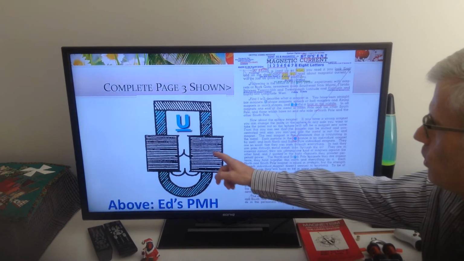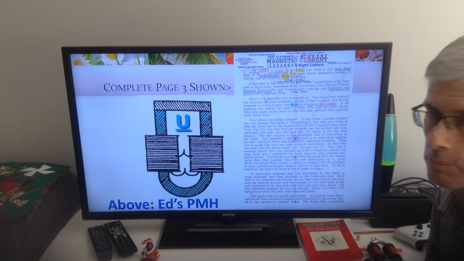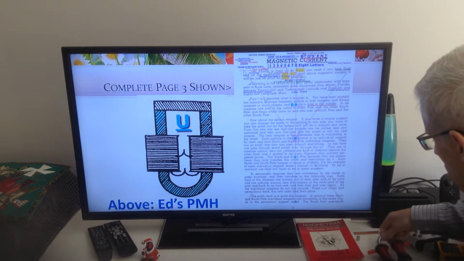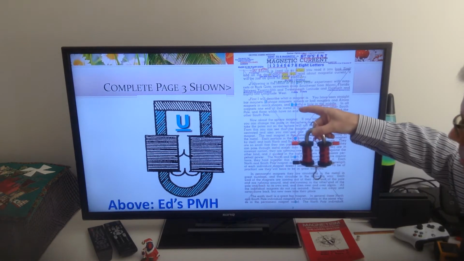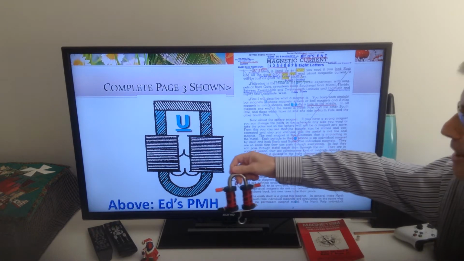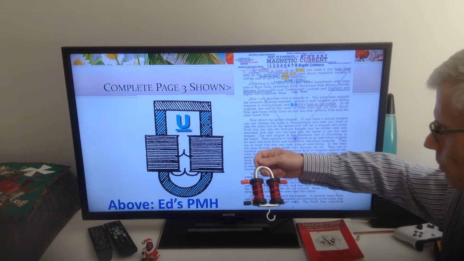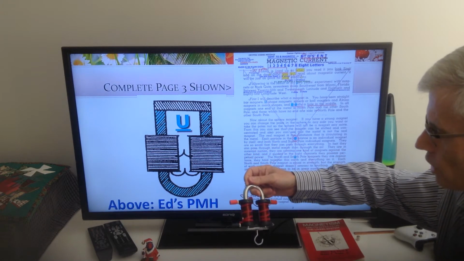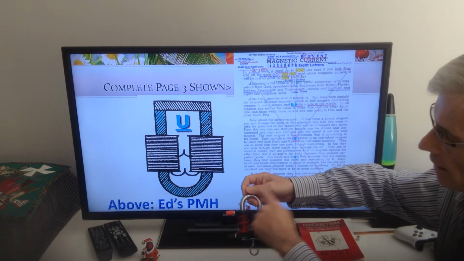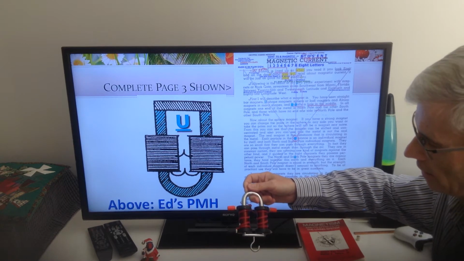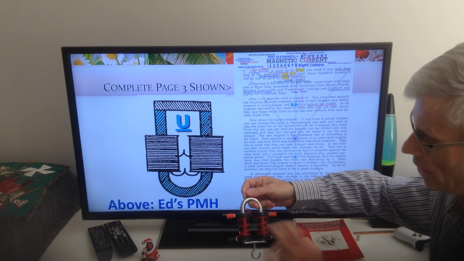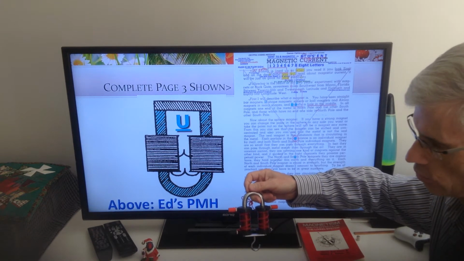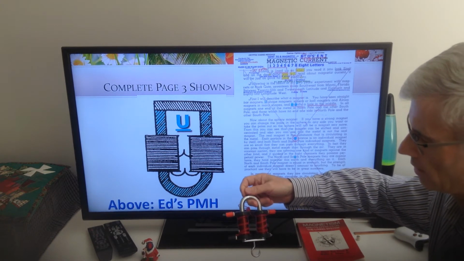Okay, what we have here is a permanent magnet holder, and I've got a little mini one here. But the one in Ed's magnetic current instructions is a much bigger one. Once you charge this up, you've got magnetic current flowing through it, and it won't disappear, not like in any normal electromagnet.